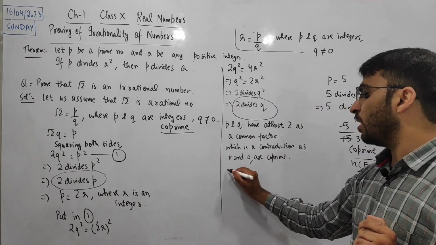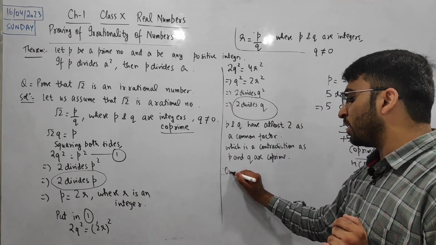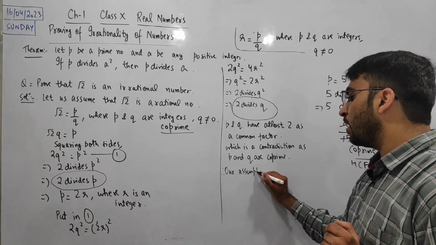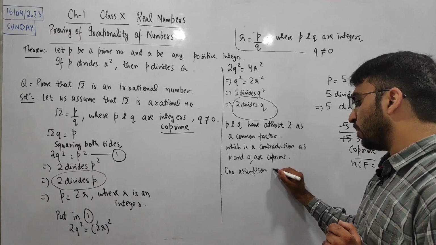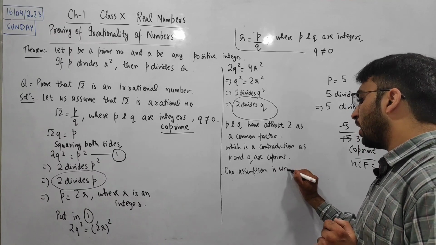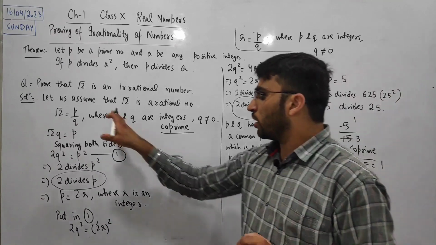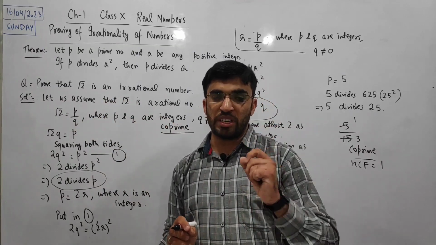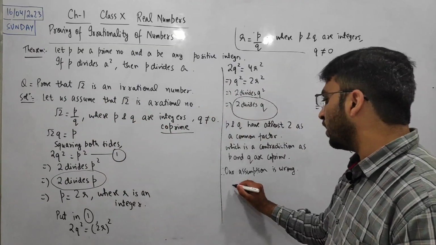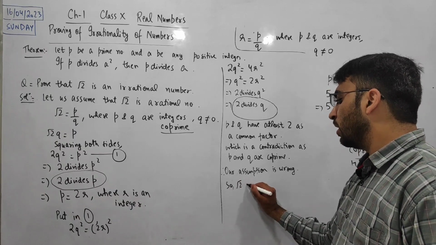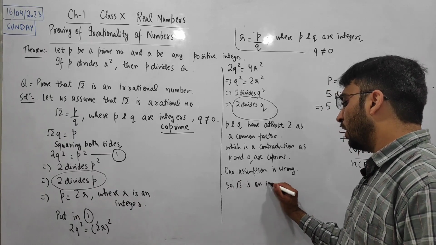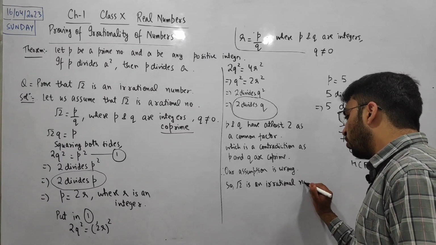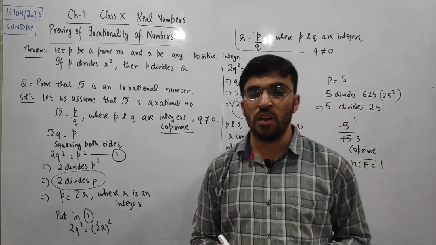Therefore, our assumption is wrong. What was our assumption? Our assumption was that root 2 is a rational number. That assumption is wrong, so it is not a rational number. So root 2 is an irrational number.